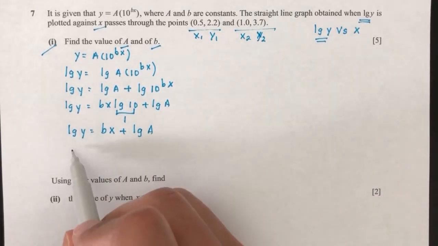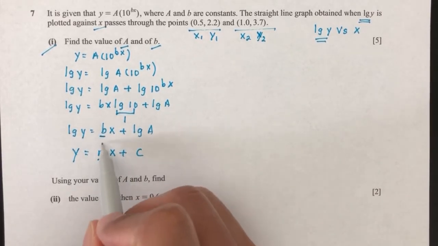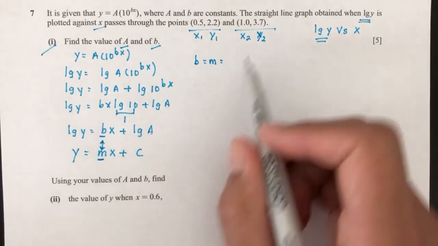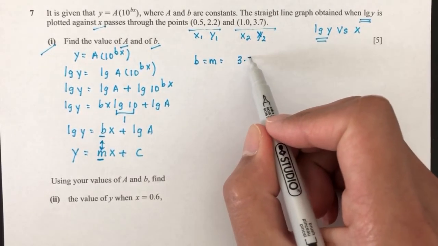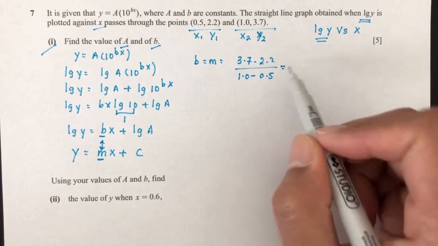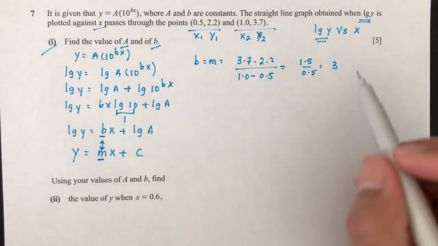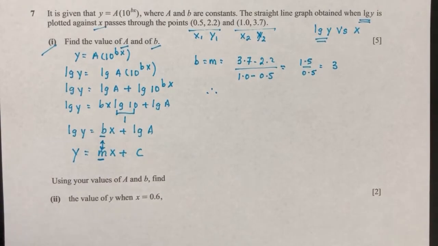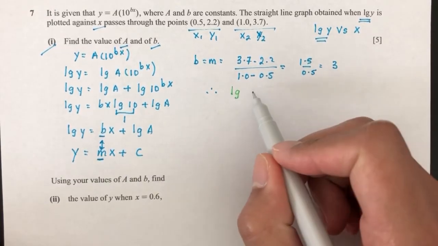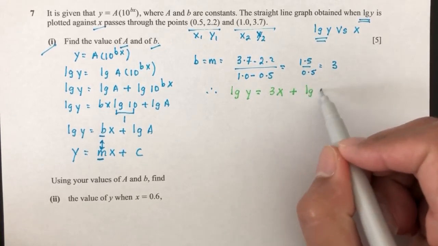So now if you look at this, it is in the same form as y equal to mx plus c, where m and b are the same, which is the gradient. So let's find the value of b. So b equal to m, which is the gradient, and we use the formula y2 minus y1 divided by x2 minus x1. This will give you 1.5 over 0.5. That becomes 3. So value of b is 3. So now let's replace b back into the equation. It will become lg y equal to 3x plus log a.